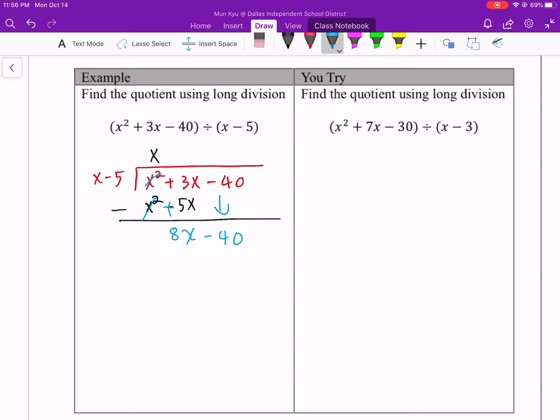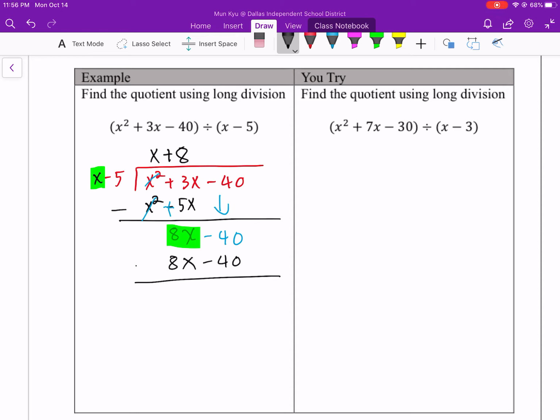And here's the next step. Now you have to match this 8x and this x. And to me, if you want to match x with this 8x, you have to multiply by positive 8. So I'm going to write positive 8 here on the top. So let's do this. 8 times x is going to be 8x. And 8 times this negative 5 is going to be negative 40.